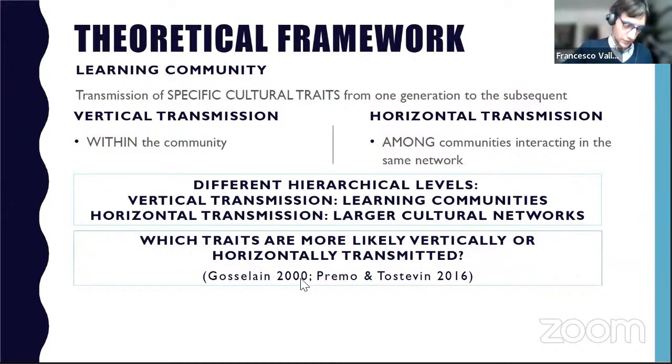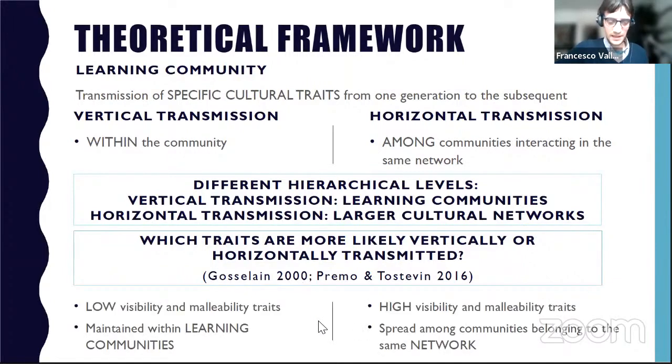Based on the literature that we browsed very carefully, we saw that traits that are more likely to be maintained within learning communities are the traits with low visibility and high technological rigidity, meaning that they are more difficult to integrate in an existing technological background. Traits that are more visible in the interactions among people and more easily integrated in a technological background, meaning technologically malleable, are more likely to be transmitted along cultural networks among different communities.